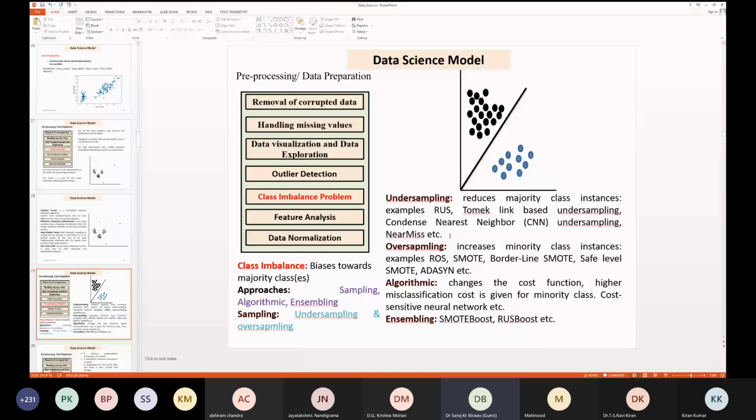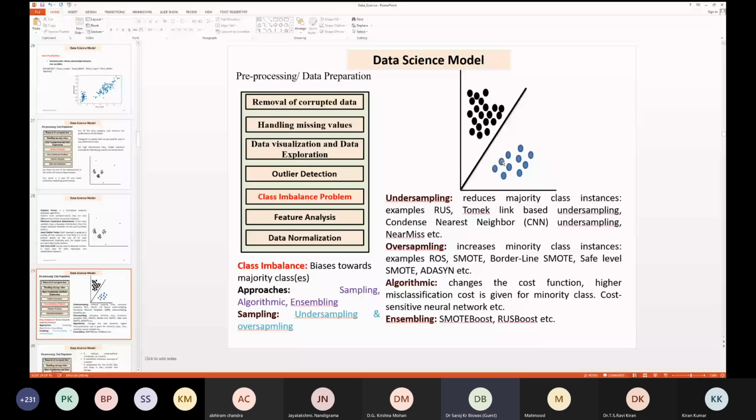Apart from undersampling, we have another one that is called oversampling. What does it do actually? It increases the minority class instances. With respect to this problem, we have 10 here, 20 here. So what can we do? We can add 10 more here, so 10 becomes 20. So 20, 20. Now the balance of the data set is restored. That approach is called oversampling.